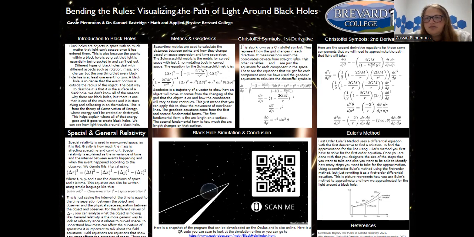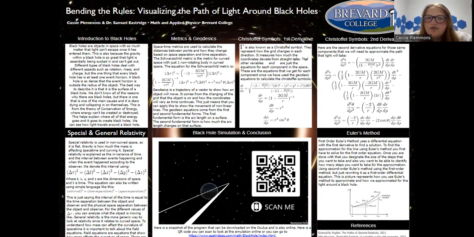So, if something's nonlinear, it works best with that and shows that. The geodesic equations come from the first and second fundamental forms. The first one is the arc length of a surface, and the second form is how that arc length changes on the surface.